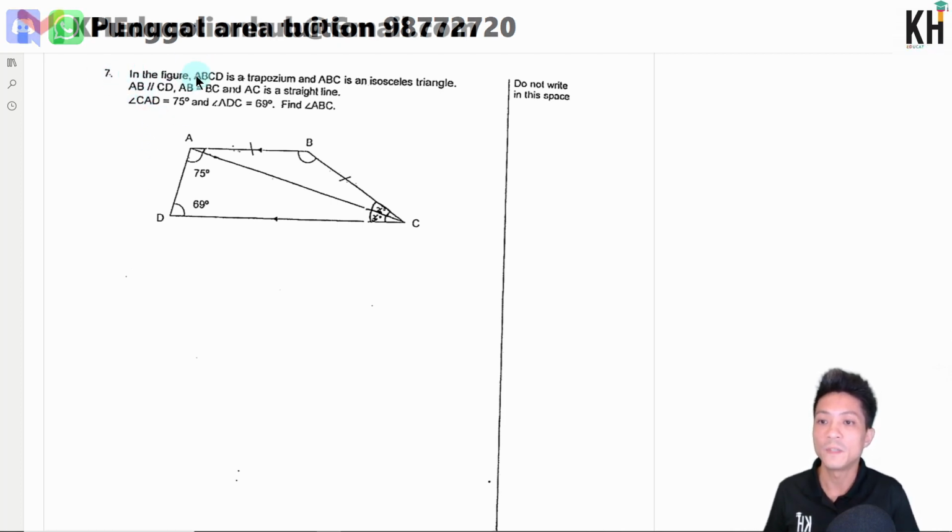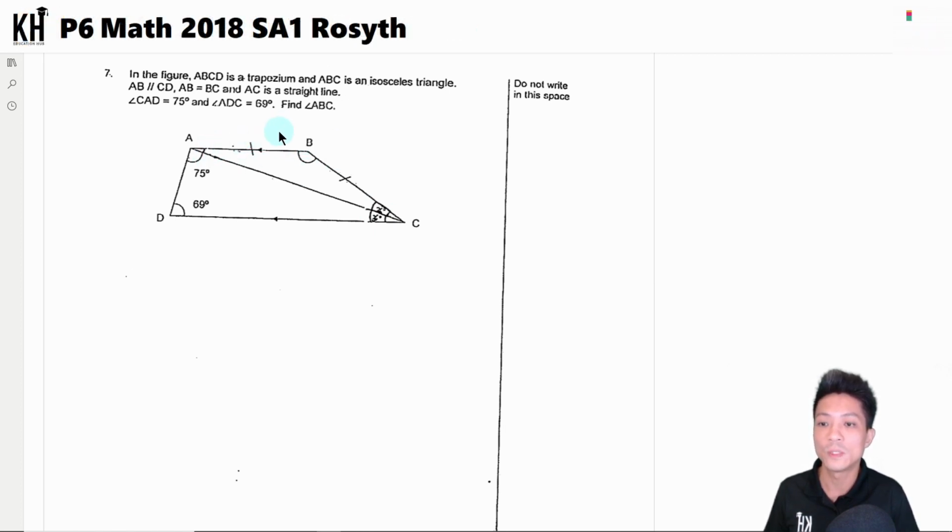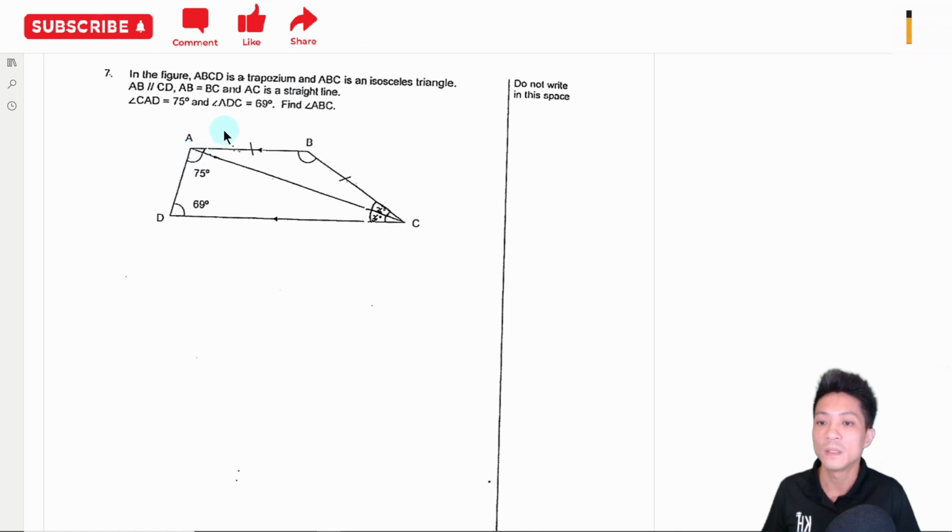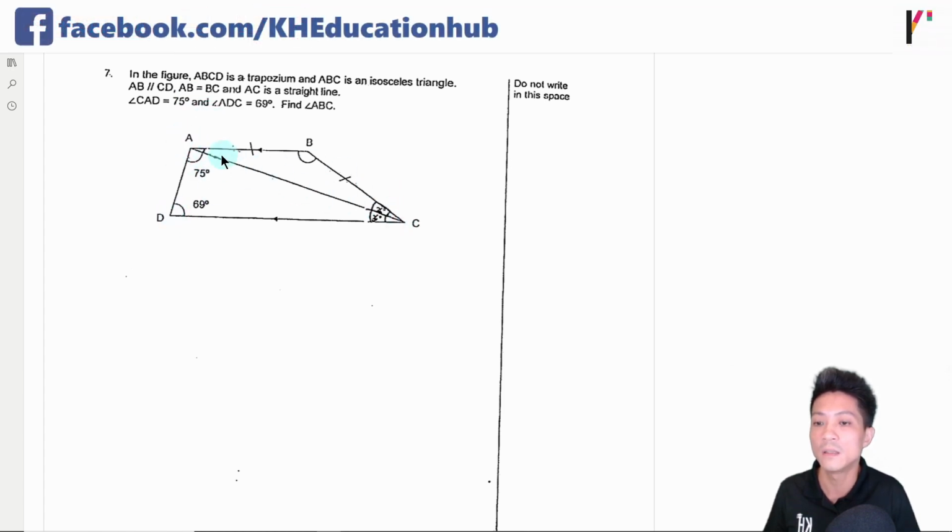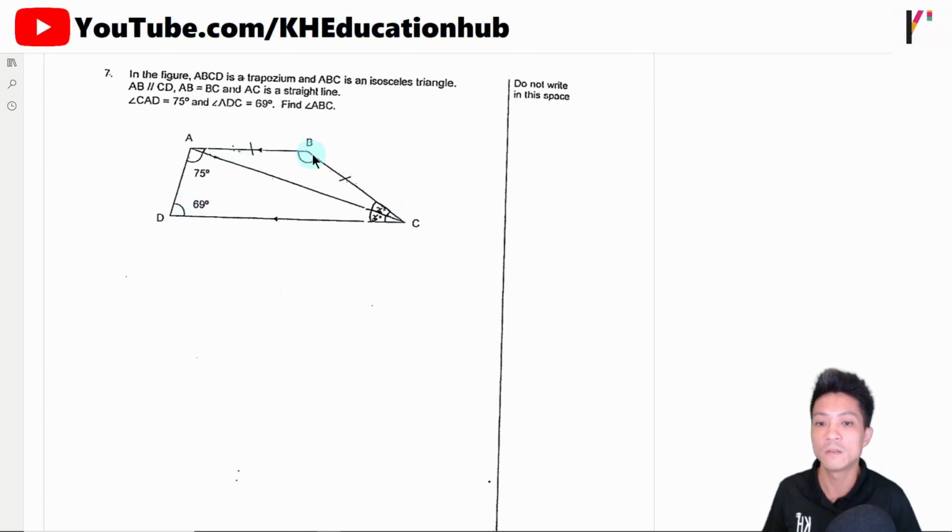Question 7. In the figure, ABCD is a trapezium, and ABC over here is an isosceles triangle. AB is parallel to CD. AB is equal to BC, and AC is a straight line. Angle CAD is 75, the inside one, not everything. ADC is 69 degrees. Find angle ABC over here.